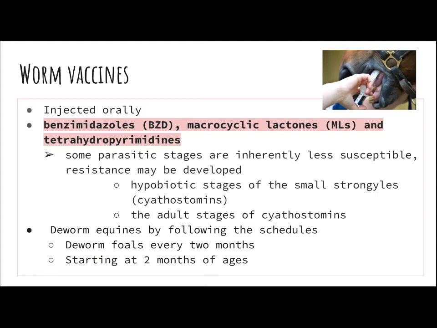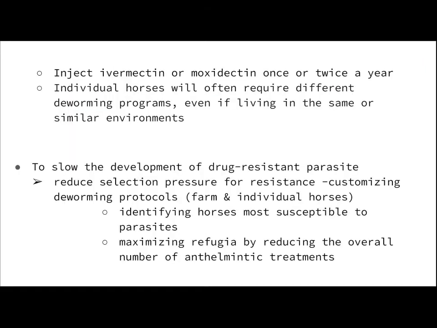We have to deworm the equines by following schedules. Here are some methods. We can deworm foals every 2 months. We can start deworming foals at 2 months of age. We can inject ivermectin or moxidectin once or twice a year.